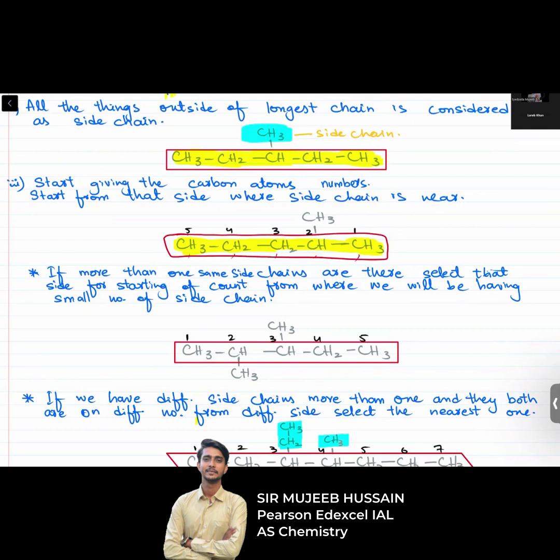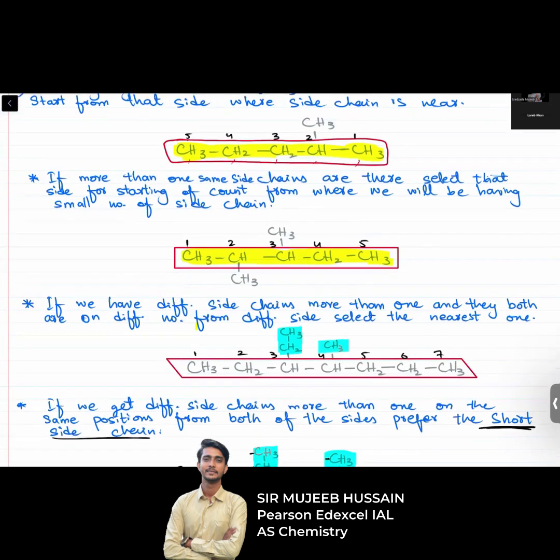So if more than one side chain is there, select that side to start counting from where we have the smaller number for the side chains. So we will be starting from this side. The two attachments, the 2 and 3, are basically the side chains. If we have different side chains, more than one, and they are on different numbers from the different sides.